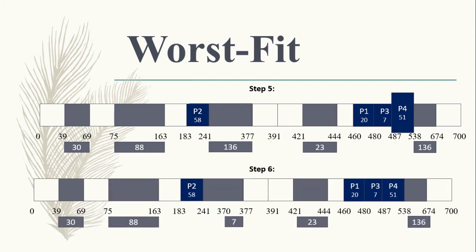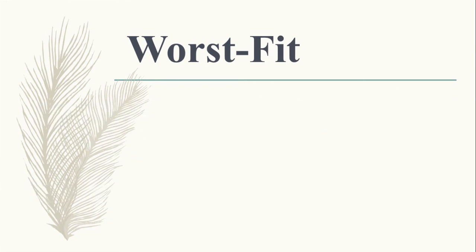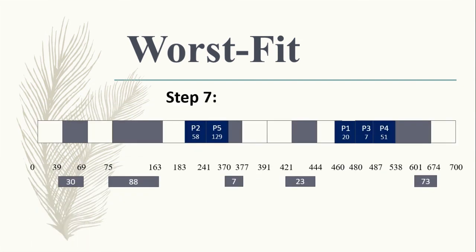Step 6, we need to insert process 5 with the size of 129 kilobytes. So 241 plus 129 is equal to 370. The balance 377 minus 370 is equal to 7. Step 7, we need to insert process 6 with the size of 63 kilobytes. So we insert process 6 here. So 538 plus 63 equals 674.